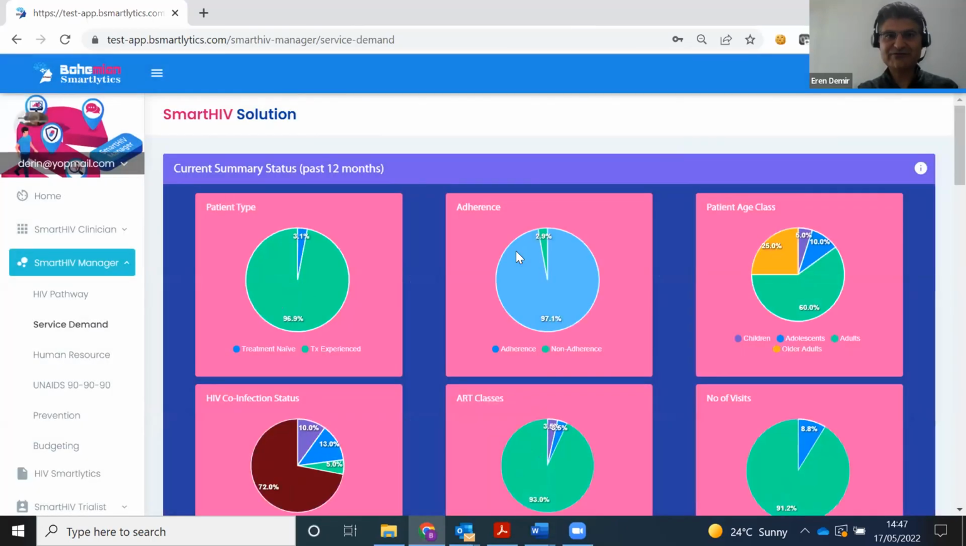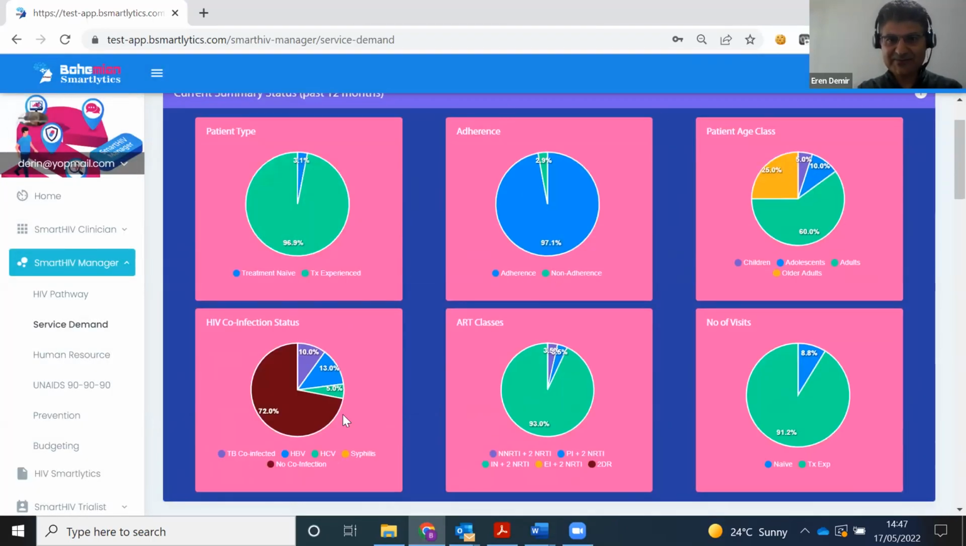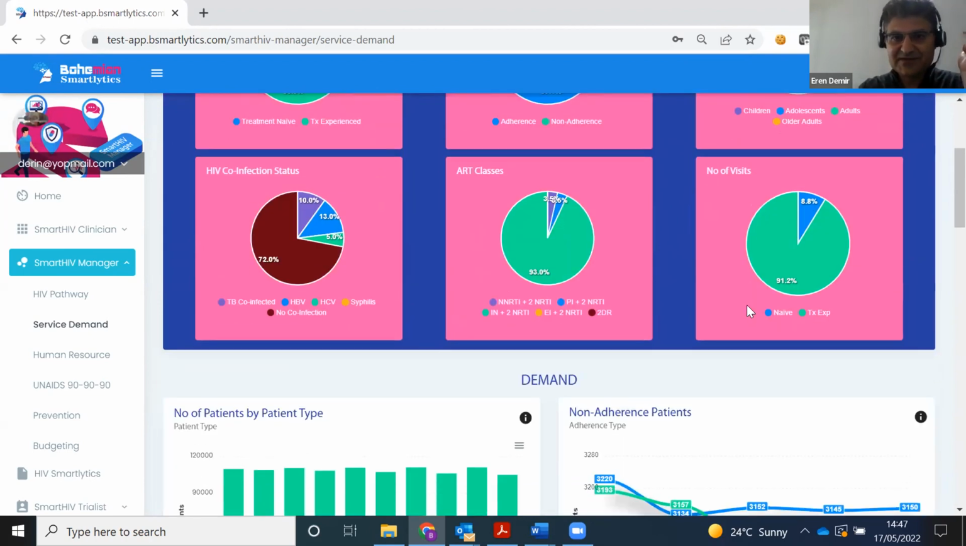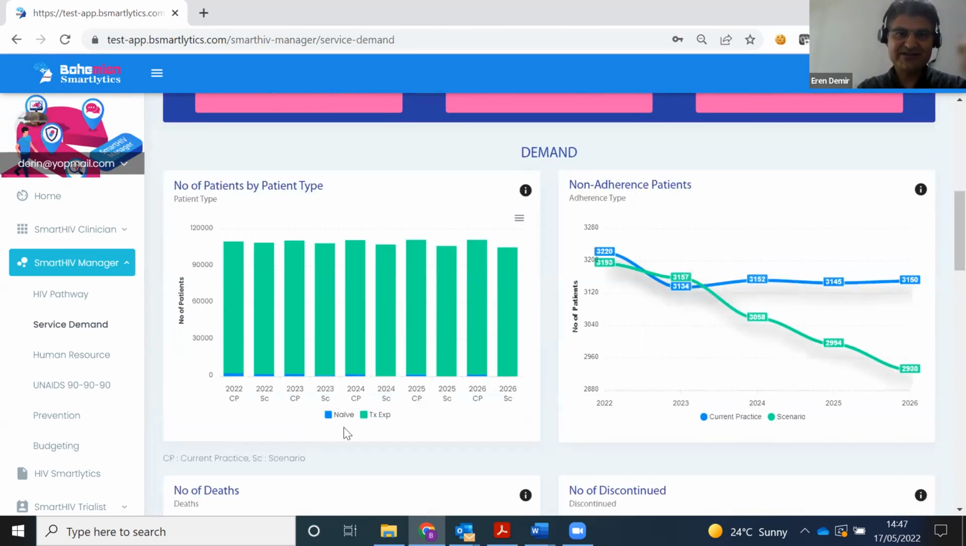So this is all part of your planning. This is looking at the past 12 months. So you've got this many TX experienced patients, 109,000. You've got about 3,500 naive cases. You expect 97% adherence. Your age class breakdown may not reflect because we haven't changed the age groups. But this is what I'm interested in: what happens each year for the next 5 years?